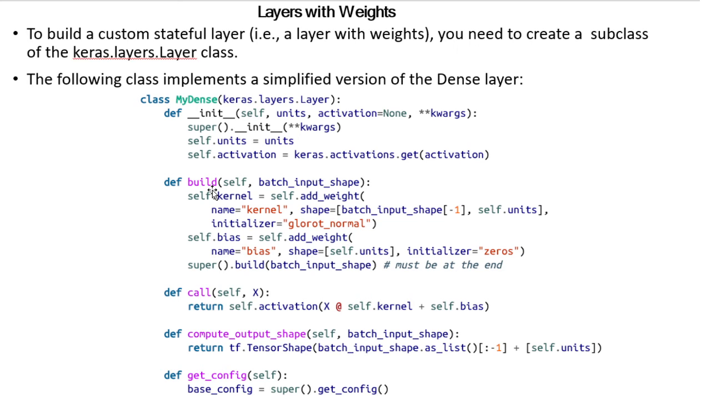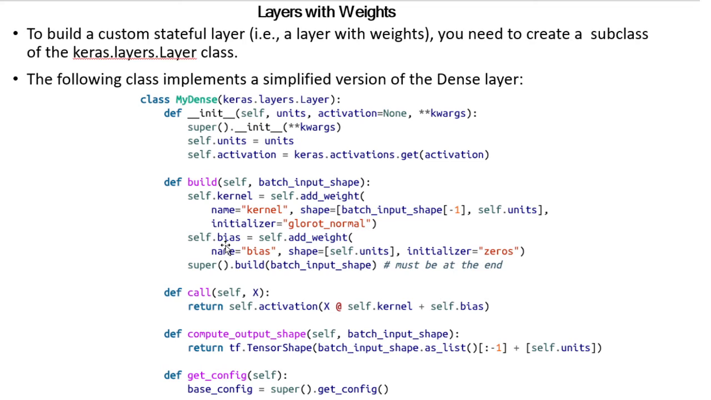In this build method, the main role is to create the layer variables. These layer variables are created when we call the add weight method. This includes the name, such as kernel, which is nothing but the weight, and the shape, which includes the shape of the layer inputs and the neurons. Along with that, we pass the initializer. The value passed here is the Glorot normal initializer, which is a weight initialization method.